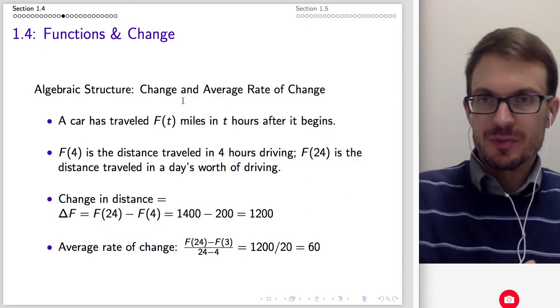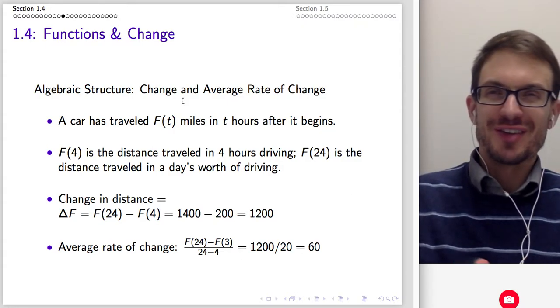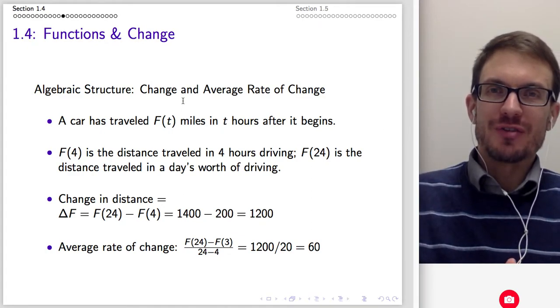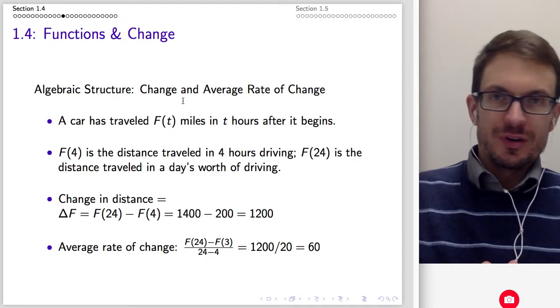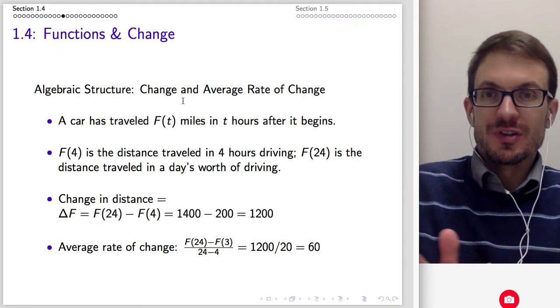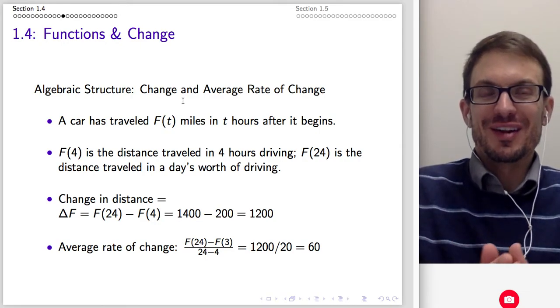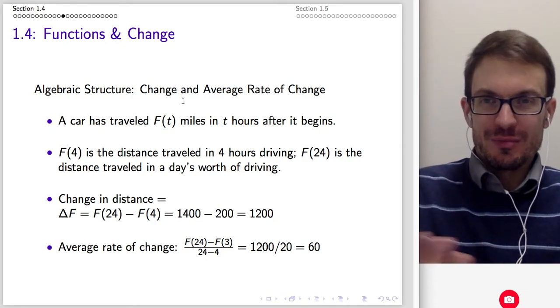Okay, so another thing we can do is reflect on the algebraic structure, and that can help us solve these problems. So for instance, here's a car driving example. Suppose the car is driven f of t miles in t hours after it begins. F of 4 is the interpretation. It's the distance it's traveled in 4 hours of driving. F of 24, that's the distance traveled in a day's worth of driving if you do nothing but drive.